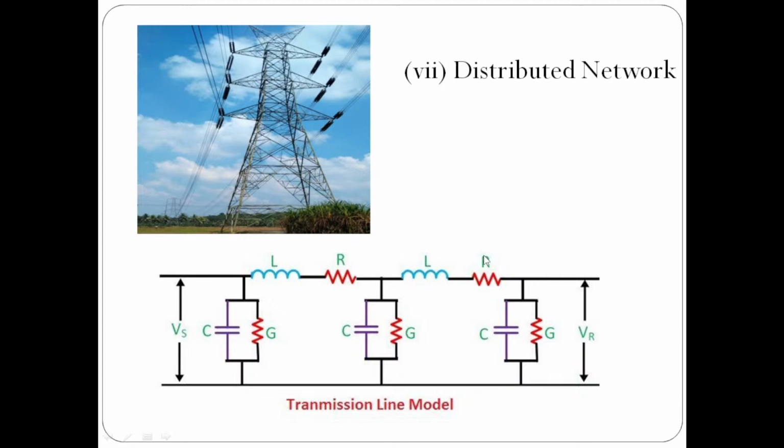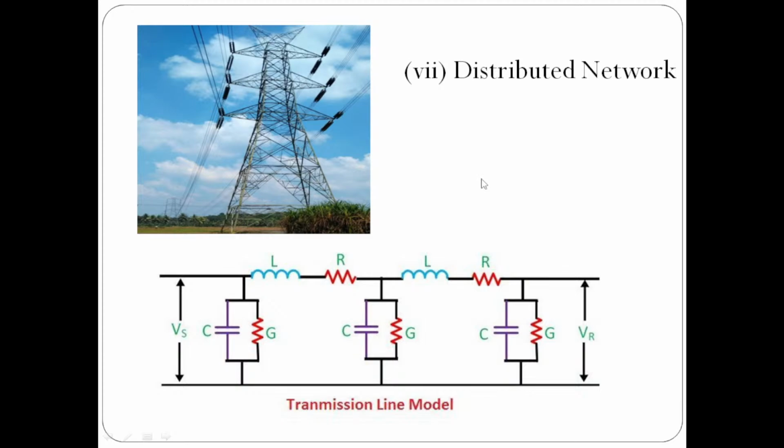This is the model of a transmission line. You can see RLC here, the sending end voltage, the receiving end voltage, the source, and this is the load. The transmission line parameters are RLC, and they cannot be physically separated. Such a network, whose elements cannot be physically separated, is known as a distributed network.